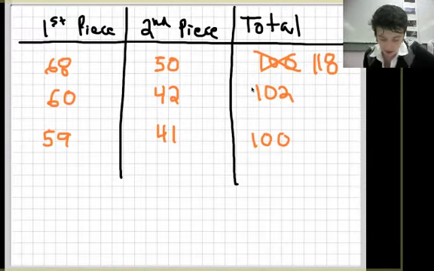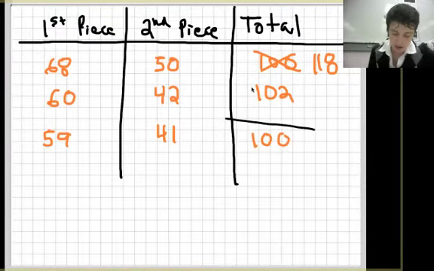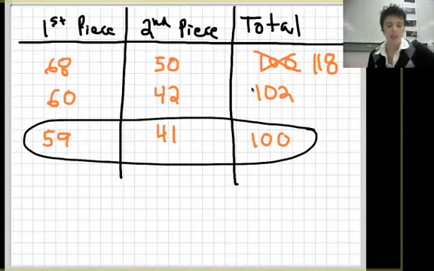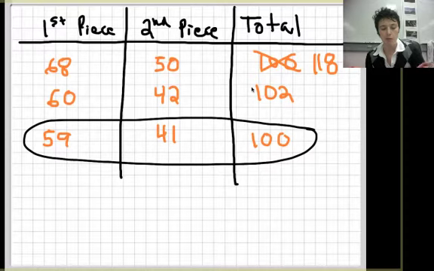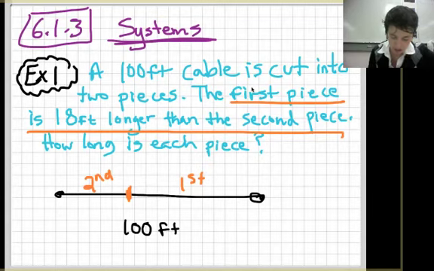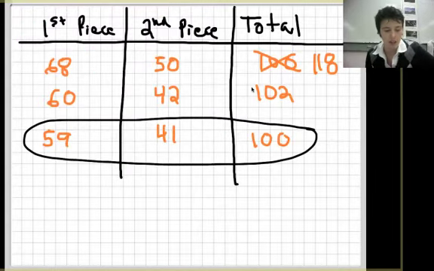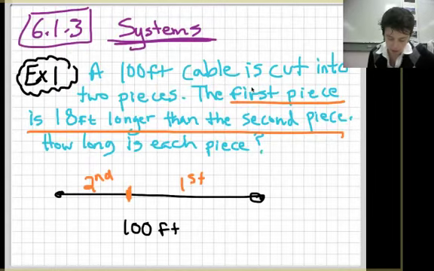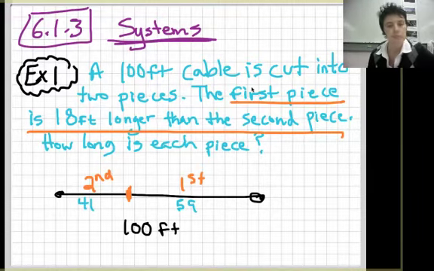There it is. Awesome. So the answer to our question is the first piece is 59 feet long and the second piece is 41 feet long. Remember that picture we drew earlier of the cable? I could write on here that this piece, what did we get? We got 59 and 41. So this is 59 feet here and this is 41 feet here. And that'd be my answer.